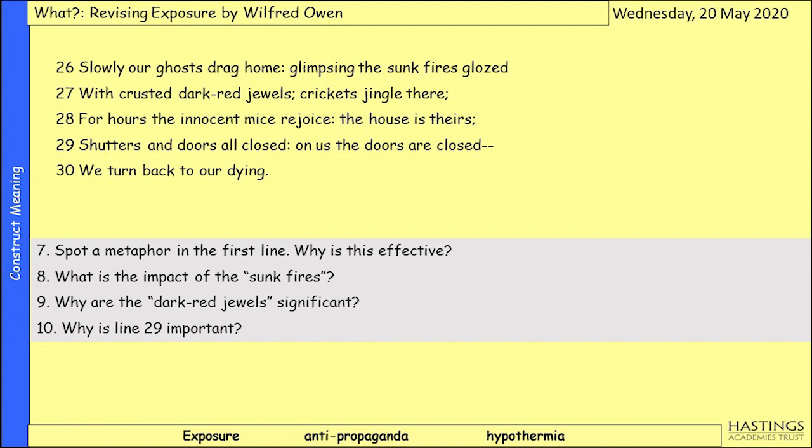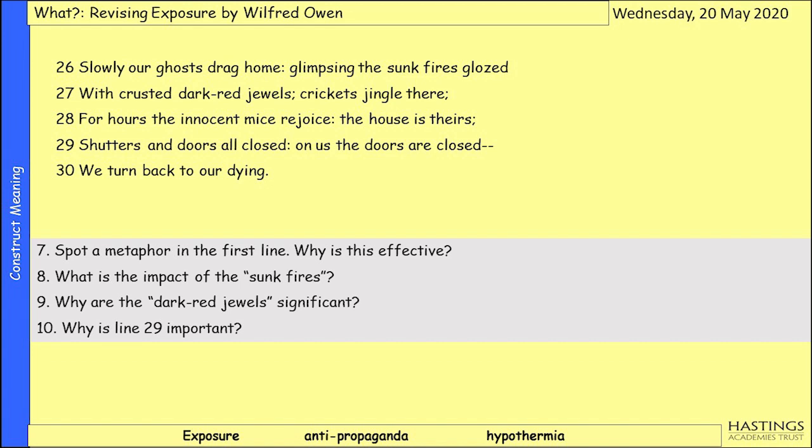Number 7. The metaphor in the first line of this stanza is ghosts. This is effective because it conjures up images of the soldiers being a shell of their former selves. Additionally, it is a bit of foreshadowing, as in a glimpse into the future, as many of them would have died on the battlefield. Finally, you could discuss this as foreshadowing Wilfred Owen's own death, as he died in action.